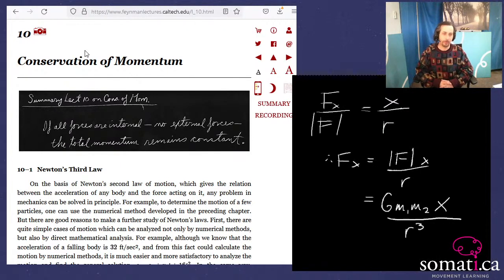So continuing through chapter 10, conservation of momentum. If all the forces are internal, there's no external forces, then the total momentum is constant. This is the third law. So on the basis of the second law, F equals ma, any problem in mechanics can be solved in principle.